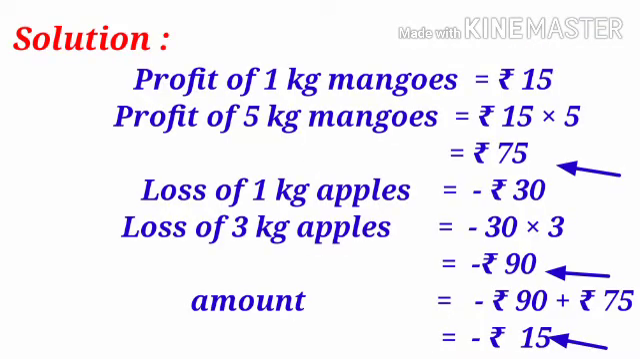Write down. Profit of 1 kg mangoes is equal to rupees 15. Profit of 5 kg mangoes is equal to 15 into 5, that is rupees 75. Loss of 1 kg apples is equal to minus 30. Loss of 3 kgs of apples is equal to minus 30 into 3, which gives minus 90. Therefore, amount is equal to loss plus profit. That is equal to minus 90 plus 75, which gives minus 15, which is the loss.